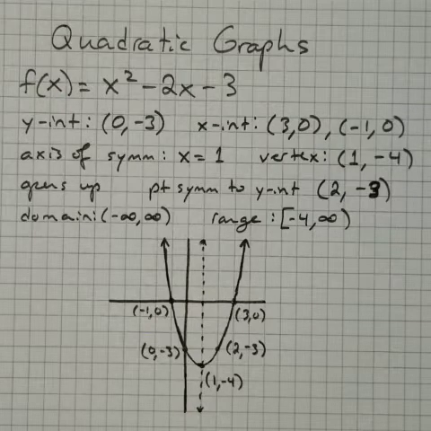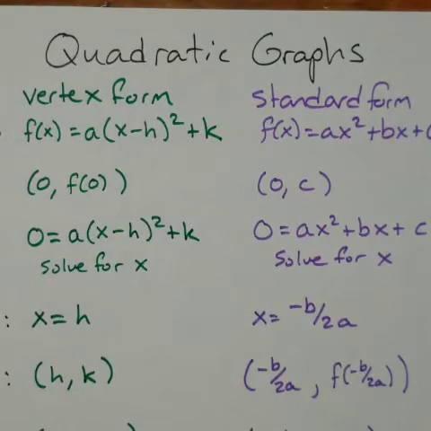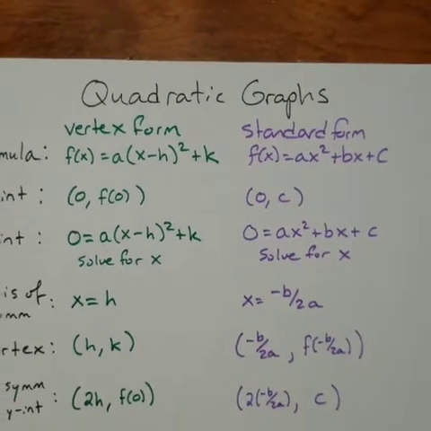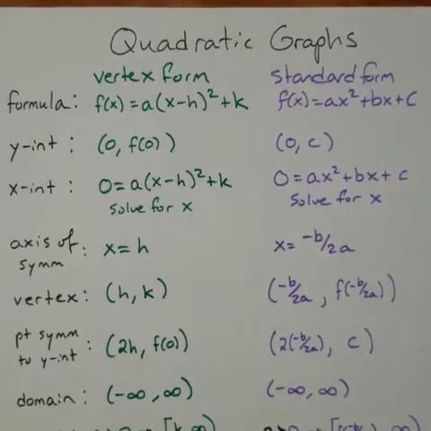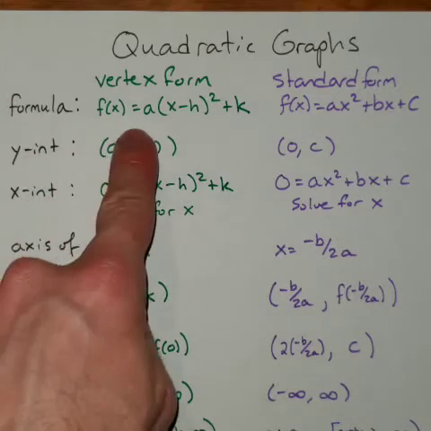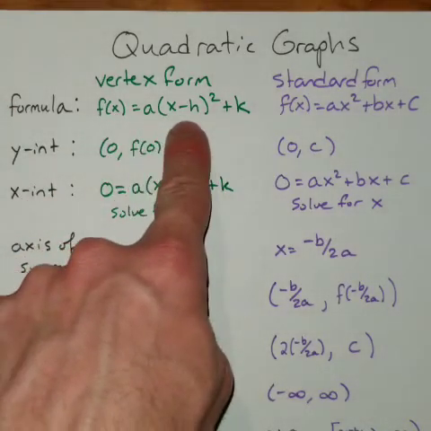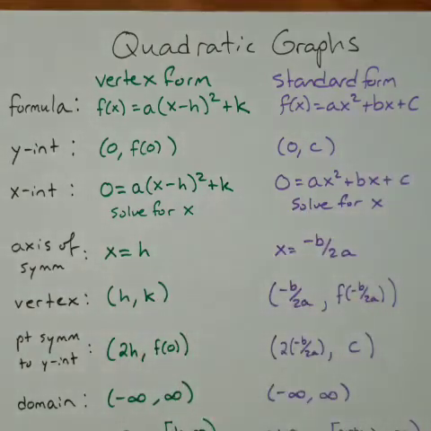Okay, so just last thing here to summarize this section. We looked at 2 different formulas. We looked at, better zoom this out, the vertex form and the standard form, and a whole bunch of features of the graph. Going right down the line here, you'll see the formula for each one. The vertex form has the a, the h, and the k. The standard form has the a, b, and the c in it.